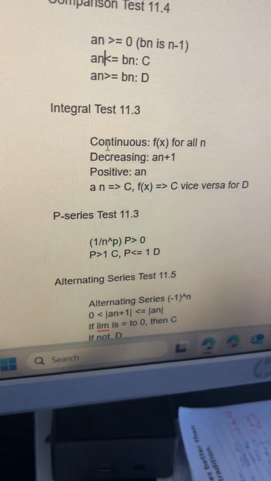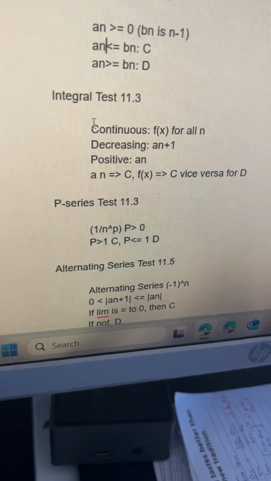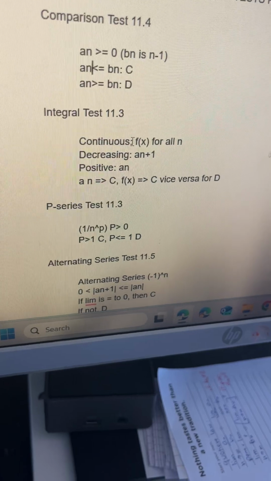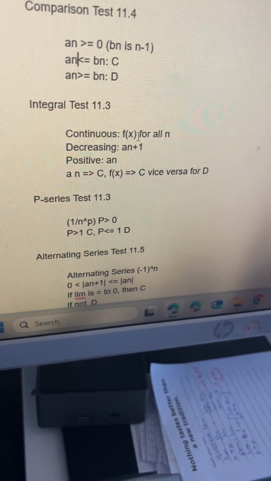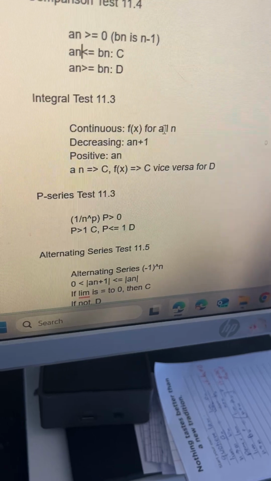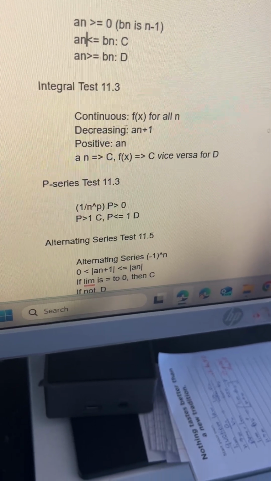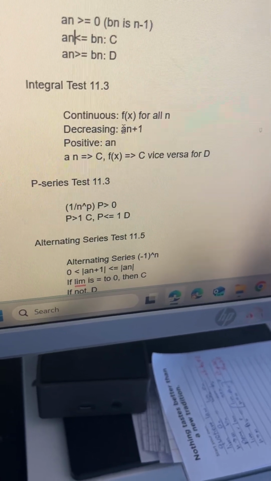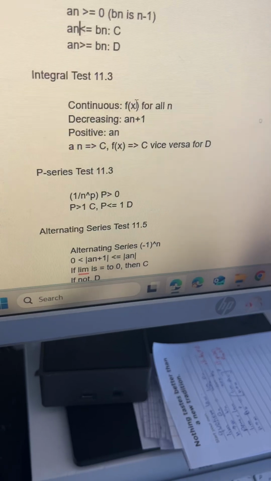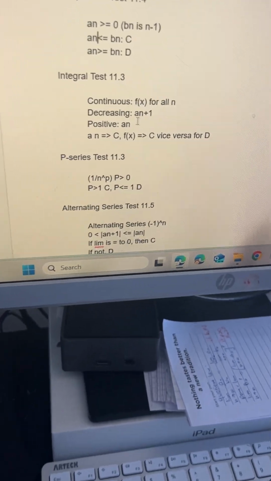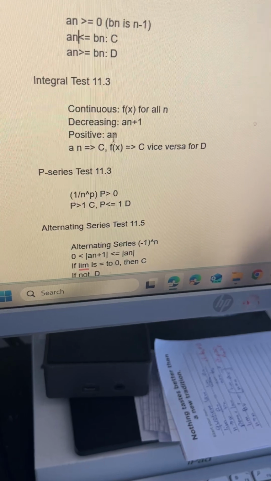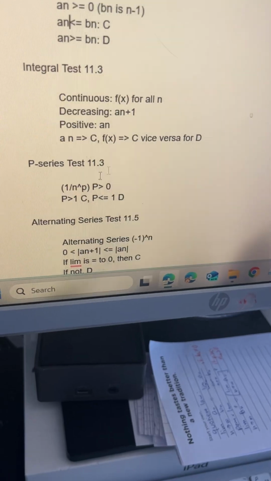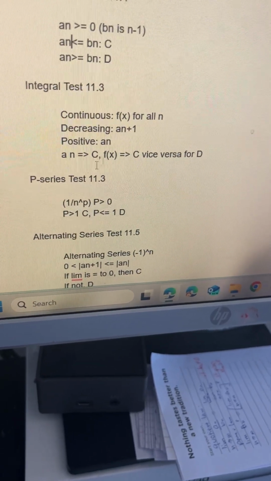Okay. And then we have the integral test, which has 3 criteria it needs to satisfy. It has to be continuous, which means the function has to go on for all the values of n that you input, and then decreasing, which means an has to keep decreasing over time, so a n plus 1 has to be less than an, and an has to be positive. You can't use the integral test if the original equation is negative.